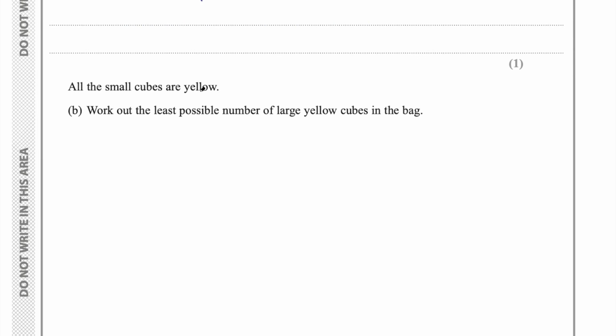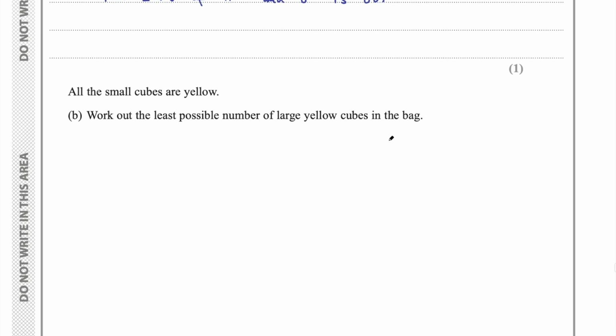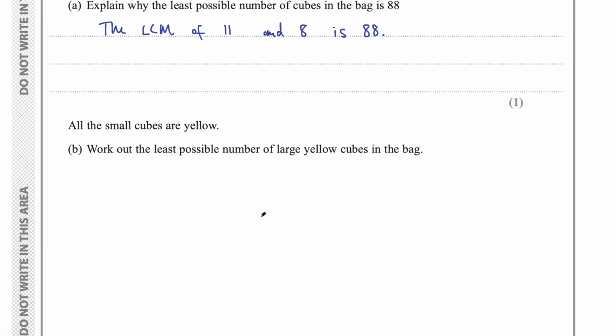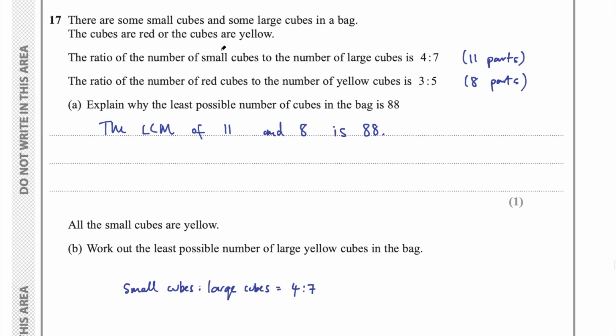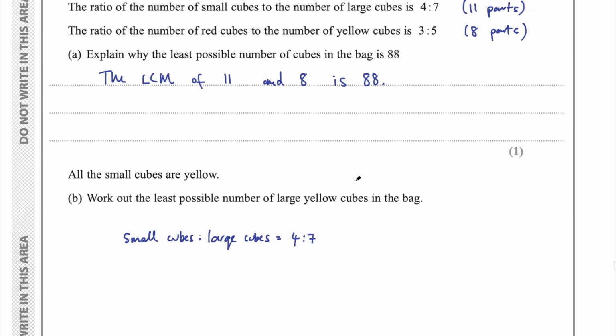Part B says all the small cubes are yellow. Work out the least possible number of large yellow cubes in the bag. So to start off this question, what I want to do is actually to use part A. So I'm going to rewrite these ratios again. So we've got small cubes to large cubes. That ratio was 4 to 7. That's straight from the question, remember? Small cubes to large cubes, 4 to 7. And the ratio of red to yellow cubes, this was 3 to 5. Again, straight from the question.